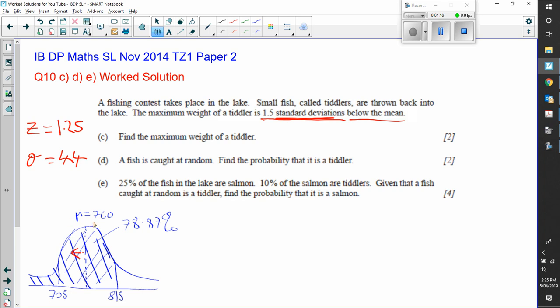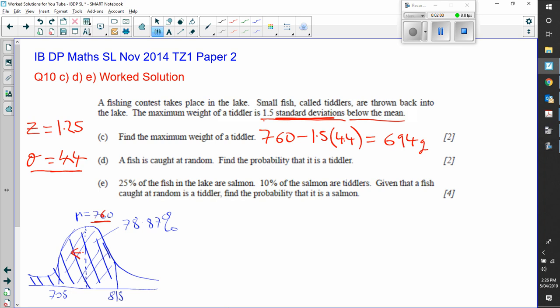Now we know that the average is 760, and we know that one standard deviation is 44. So to figure that out, we've got 760, and we're going to take away 1.5 times the standard deviation, which is 44, and that will be equal to 694 grams. So anything that weighs 694 grams or less has to be thrown back. You can't use that in the competition.